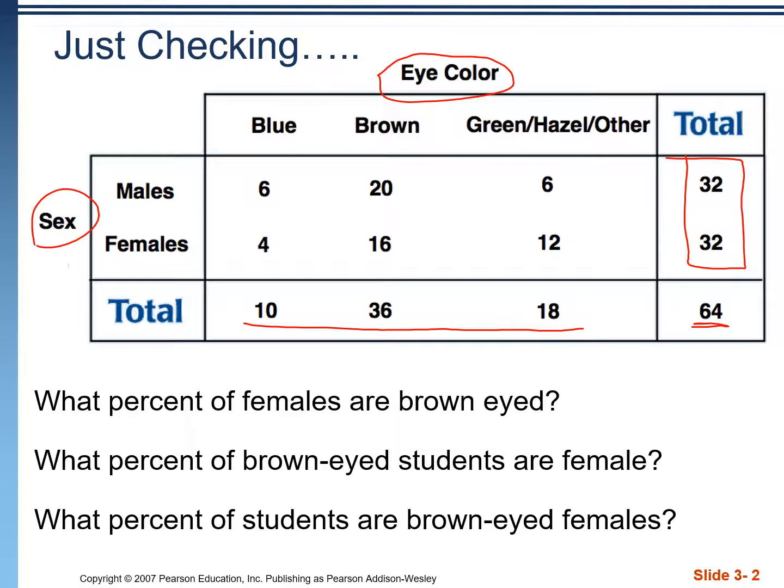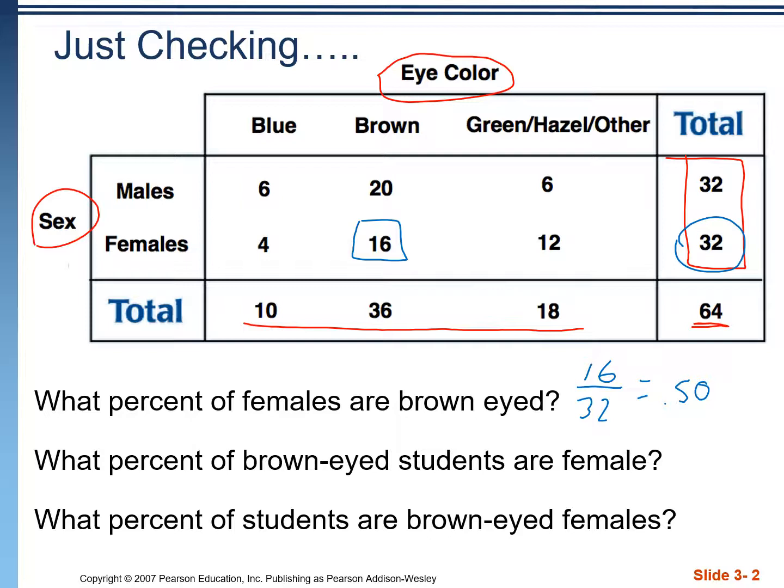All right, what percent of females are brown eyed? Okay, so in this case, we're only looking at the 32 students who are female. Of those 32 females, 16 have brown eyes, so 16 over 32, which is 50%. You can write it as a decimal or a percentage.